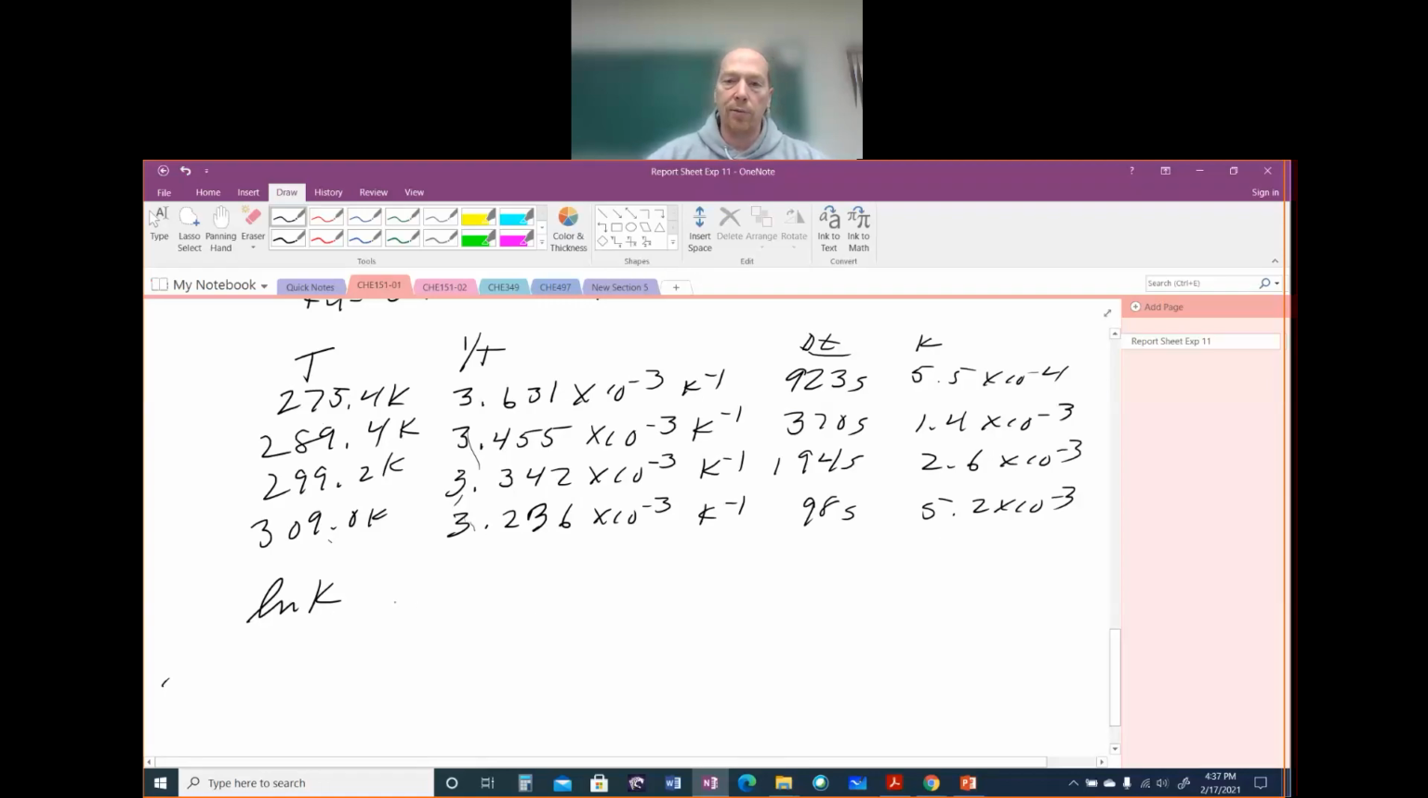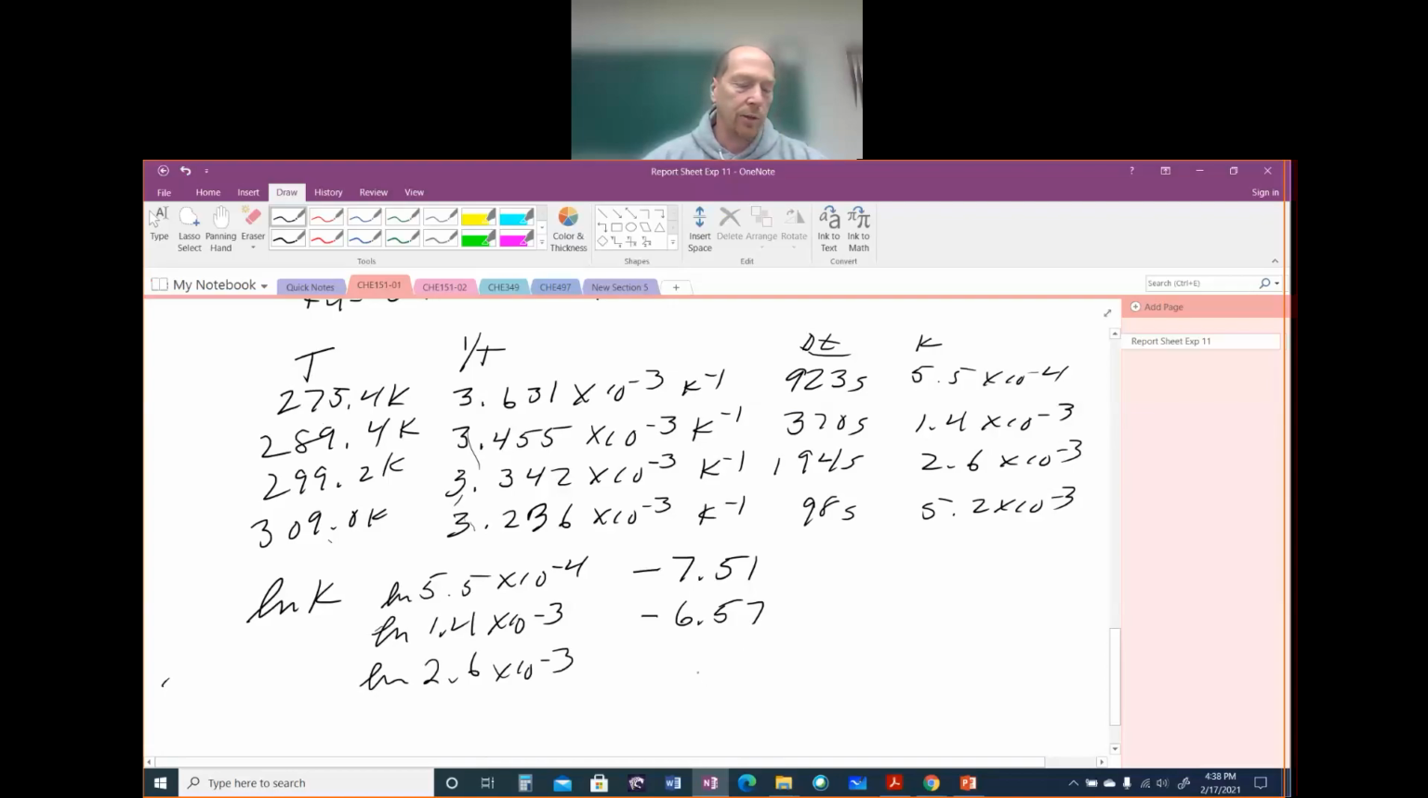And now you're going to take the ln of that. So you're going to take the ln of 5.5 times 10 to the minus 4, and that's going to give you a negative 7.51. You're going to take the ln of the 1.4 times 10 to the minus 3, your rate constant K, and that is negative 6.57. Then you're going to take the ln of 2.6 times 10 to the minus 3, and you're going to get negative 5.95. You're going to take the ln of 5.2 times 10 to the minus 3. So you're taking the ln of your rate constant Ks, and that is a minus 5.26.